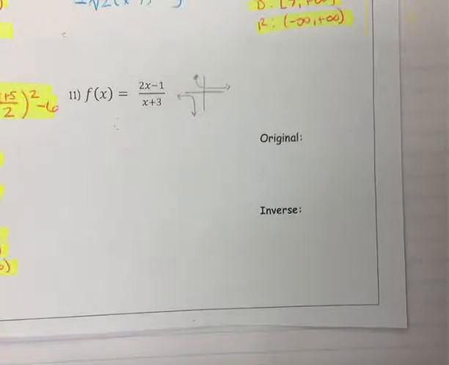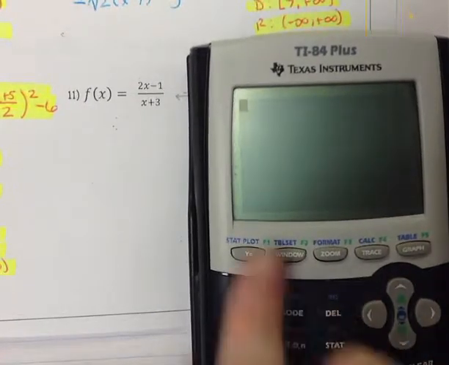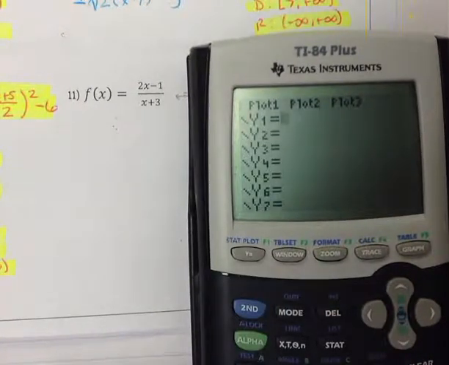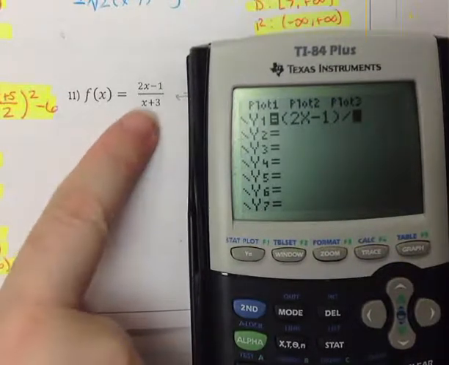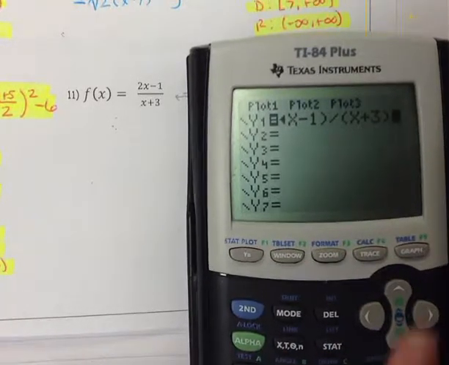So I'm going to turn my calculator on. I'm going to go to my y equals, and I'm going to graph this. So my numerator has multiple things in it, so I'm going to put parentheses around that. So parentheses, 2x minus 1, close parentheses, divided by, and the denominator also has multiple things, so I'm going to put parentheses around that, x plus 3, close parentheses. Now I'm going to press graph.